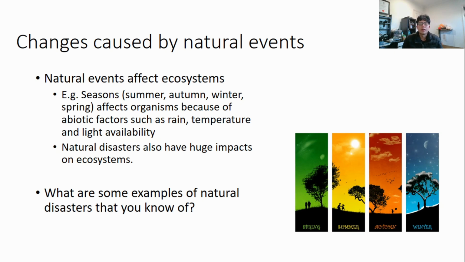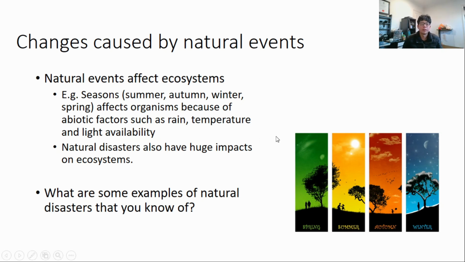Alright, so let's start with the changes caused by natural events. Natural events affect ecosystems, and examples of these are seasons such as summer, autumn, winter, and spring, and they affect organisms because of the abiotic factors like we learned in previous lessons, such as rain, temperature, and light availability. Natural disasters also have huge impacts on ecosystems, and while we're on the topic, let's think about some of the natural disasters that you know of or have heard of or maybe have even experienced.